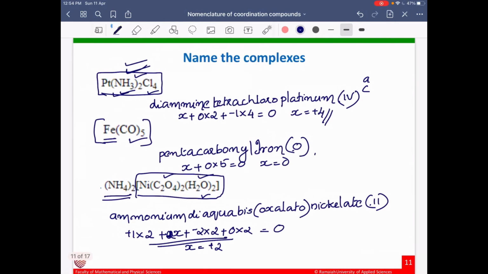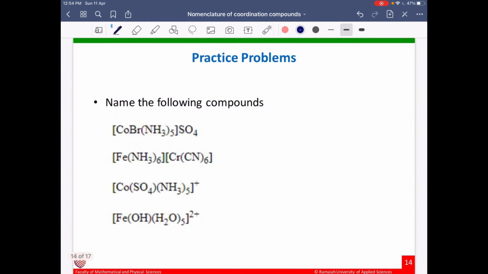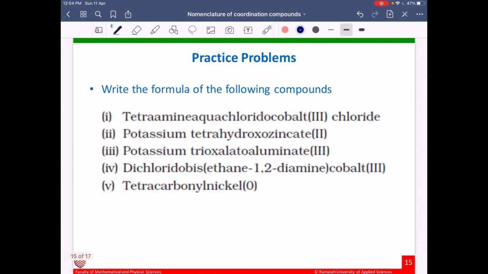Now we have studied how to change the formula into the nomenclature, the name of the complex, and then the reverse: from the name of the complex, how to find the formula of the coordination complex. This much we studied, and now you can do the practice problems. Name the following compounds: [CoBr(NH3)5]SO4, [Fe(NH3)6], [Cr(CN)6], [CoSO4(NH3)5]+, [Fe(OH)(H2O)5]2+. These formulas you should convert into the nomenclature. We have to find the name of these complexes.